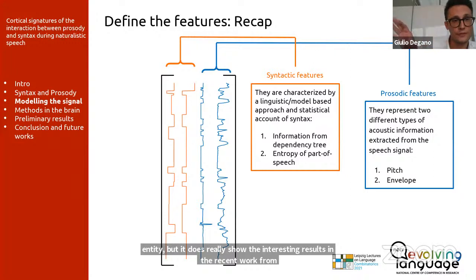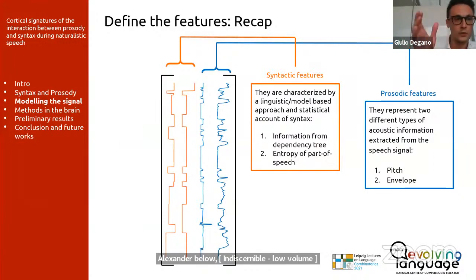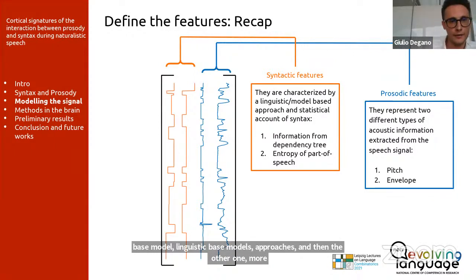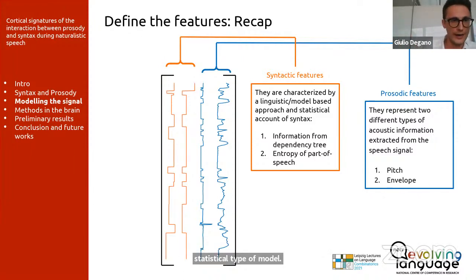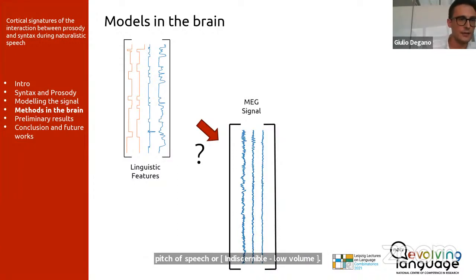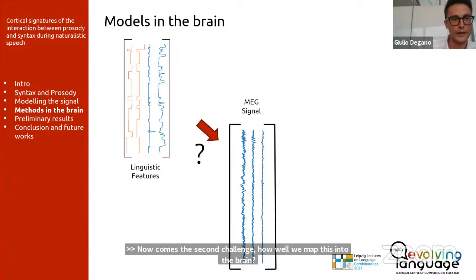Now, as I said, we have two different sets of features that we want to analyze. On one side, we have the syntactic ones, which contain both a linguistic-based model and a more statistical type of model. So we have information about our dependency tree and the entropy of the part of speech. On the other hand, we have the prosodic features, representing the spectral fluctuation in pitch or the intensity fluctuation in the envelope. And now comes the second challenge: how do we map this into the brain? As Narly said, we can try to decode this type of information, and there are different ways to do that.